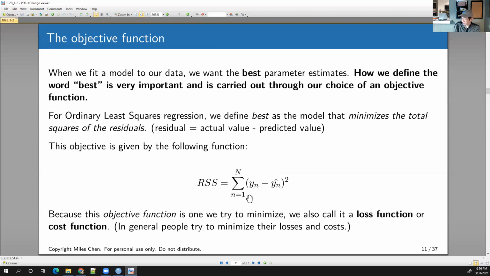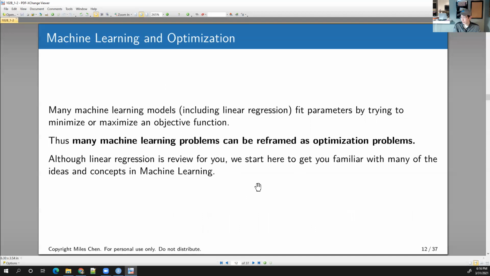Anyway, this is the thing that we want to minimize, and we're going to call it our objective function. This function tells us what we're trying to accomplish, and we're trying to make this as small as possible. This objective function is also called a loss function or a cost function, because in general you're trying to minimize your losses and minimize your costs. So we want to shrink this as small as possible, minimize our loss, minimize our cost. This is also called the loss function or cost function.